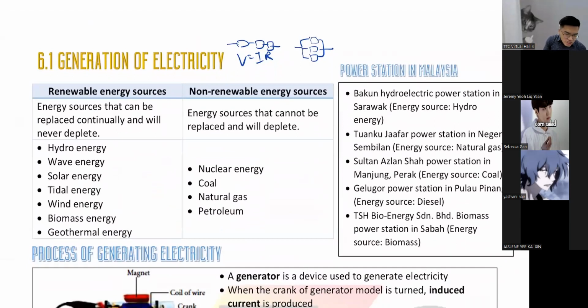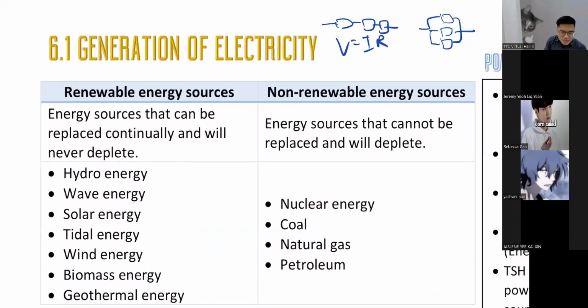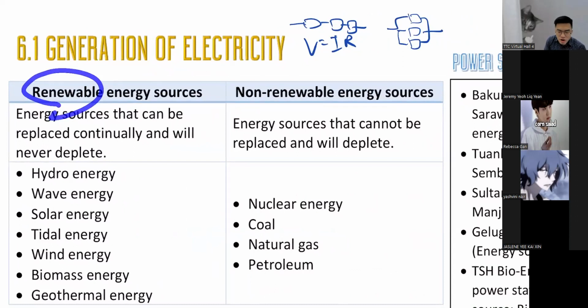Anyway, so let's look at our generation of electricity. We don't have much time today, so I will just talk a little bit about this. This is called penjanaan electric. So where does our electricity come from? How do we make it? We generate electricity using two ways. You can either use renewable or non-renewable energy: tenaga yang boleh diperbaharui, 可再生能源, and non-renewable, tenaga yang tidak boleh diperbaharui, 不能更新的能源. You've heard of this, right?